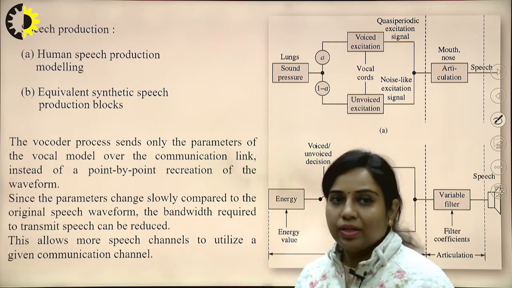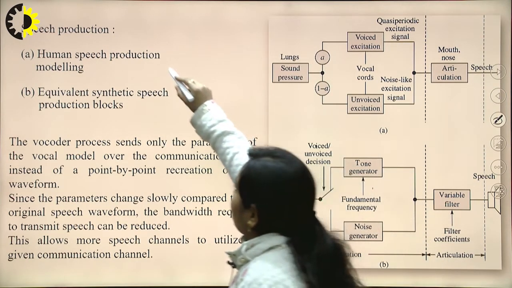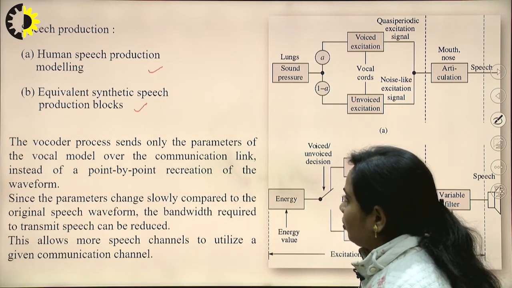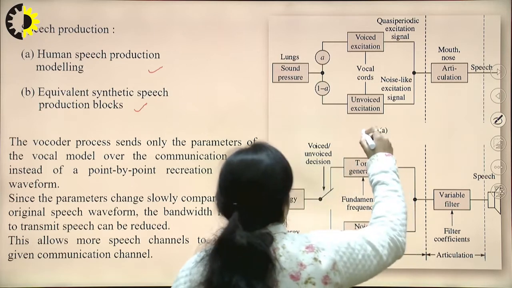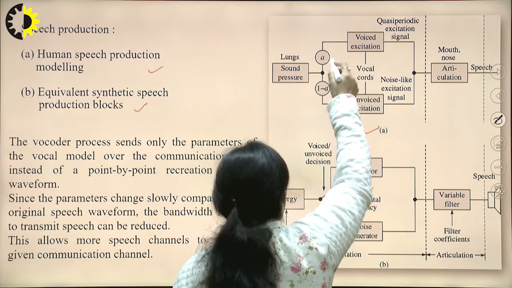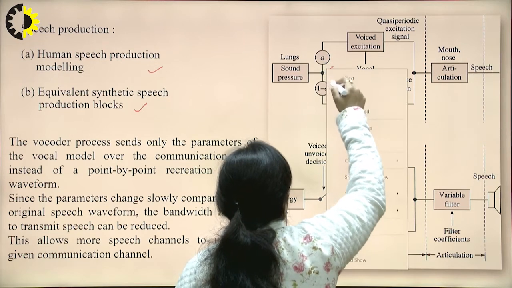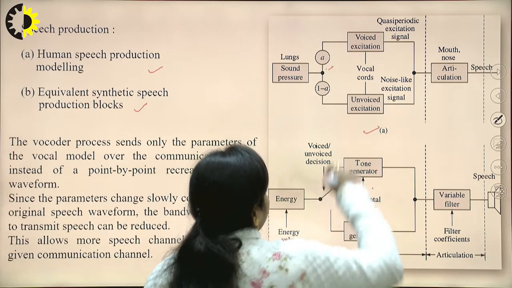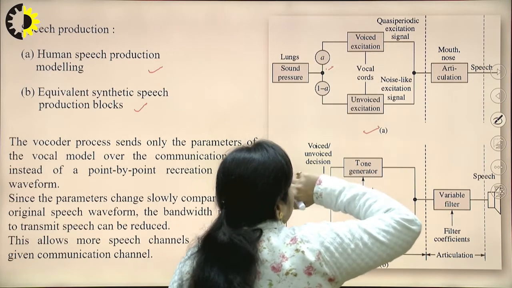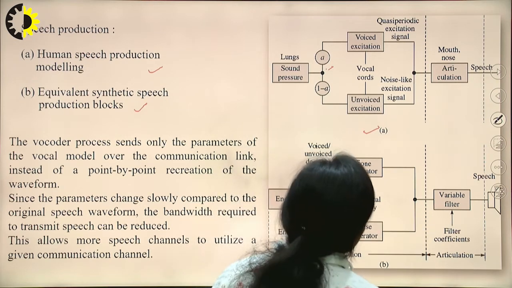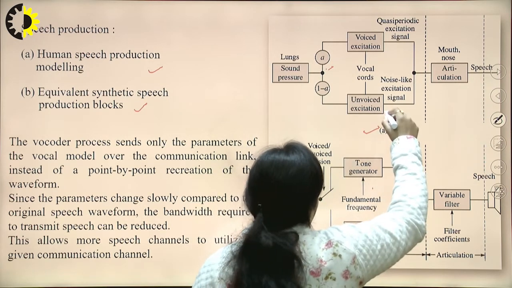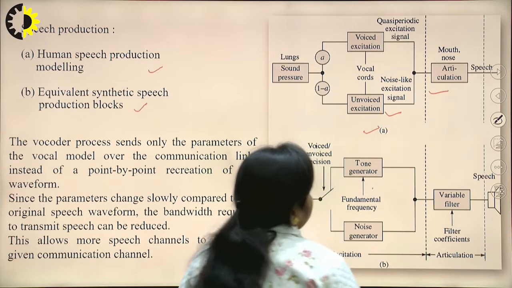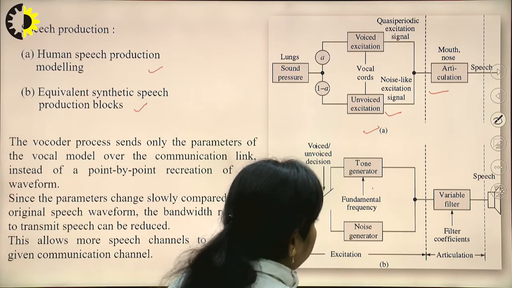Now this is divided into two different diagrams: first is the human speech production model, second is the equivalent synthetic speech production block. In this diagram you can see the sound pressure passes through two types of weight functions, A and 1 minus A. Then it passes through voiced and unvoiced excitation blocks. Then noise-like signals and a quasi-periodic excitation signal are generated. Then this is passed through articulation, and a speech signal is produced.